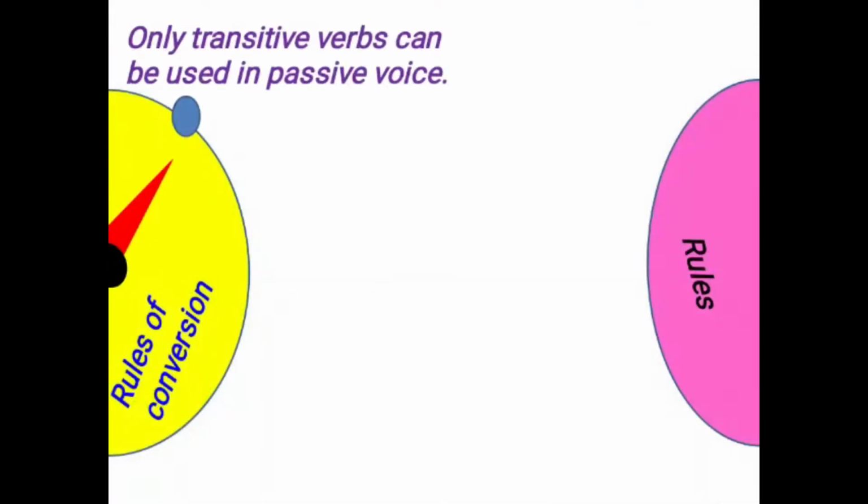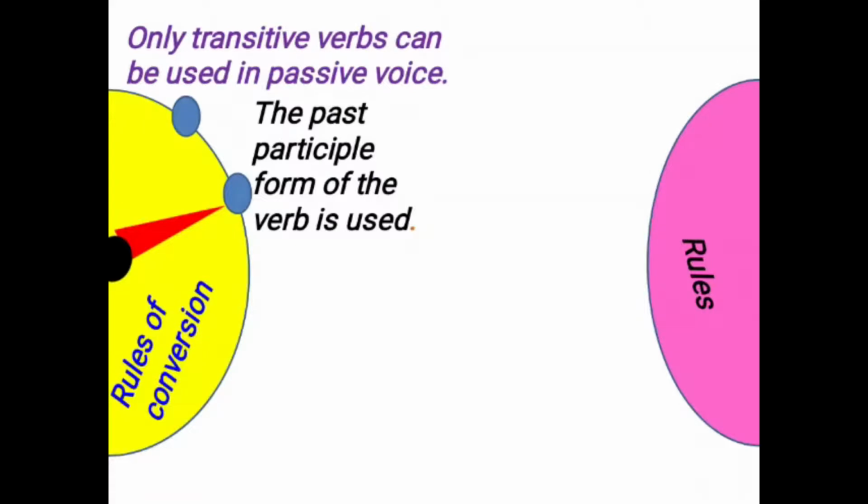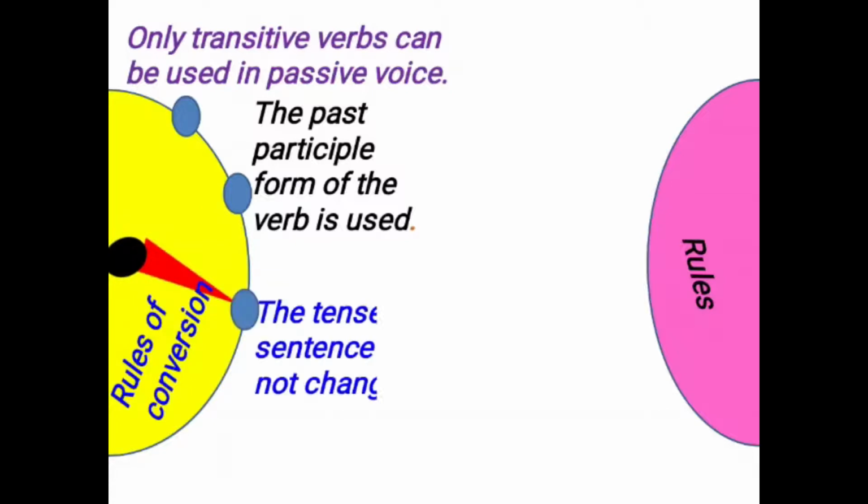Now the rules. The first rule, only transitive verbs can be used in passive voice. The second rule, the past participle form of the verb is used. That means only the V3 form. And we can say that when you are not able to convert a given sentence into the passive voice, that means the sentence does not have a transitive verb. It has an intransitive verb. And always, whatever may be the tense, we only use the V3 form of the verb in the passive voice. The third rule, the tense of the sentence does not change, children. Remember, only the form changes.